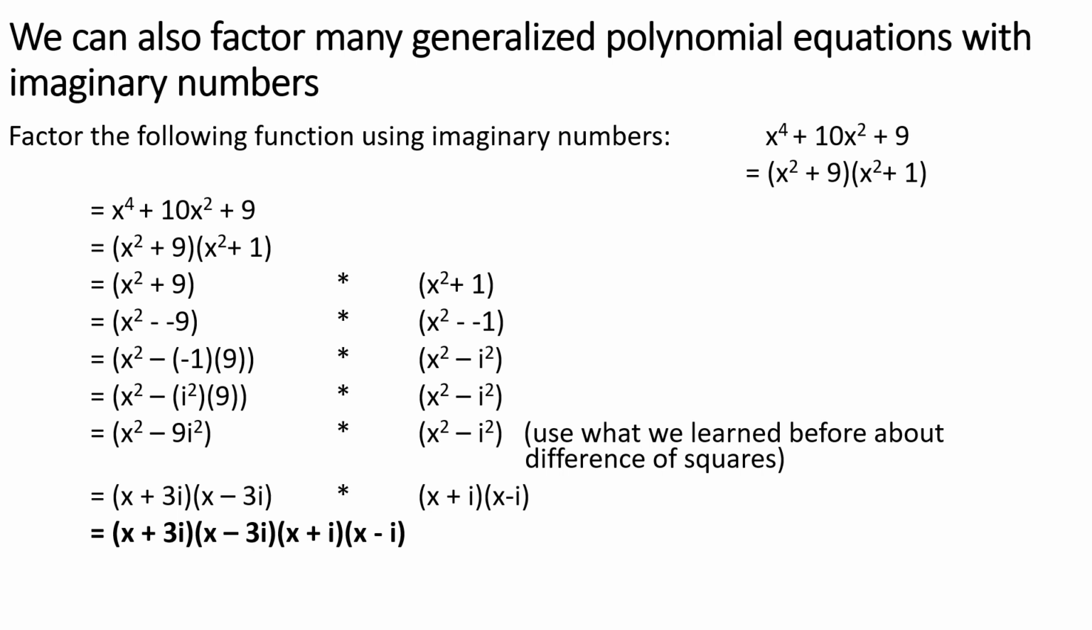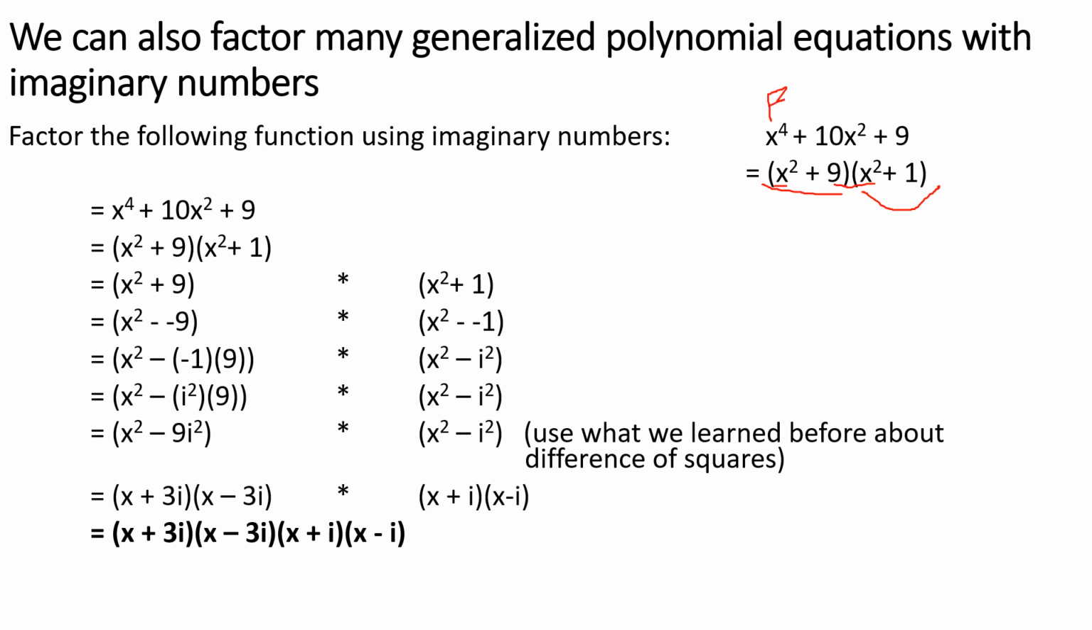x to the fourth plus 10x squared plus 9, if I just factor this out, this is not really that difficult at all. If it was x squared plus 10x plus 9, it'd be x plus 9 times x plus 1. But it's x to the fourth plus 10x squared plus 9. And I can factor this out as x squared plus 9 times x squared plus 1. x squared times x squared is x to the fourth. There's my first.